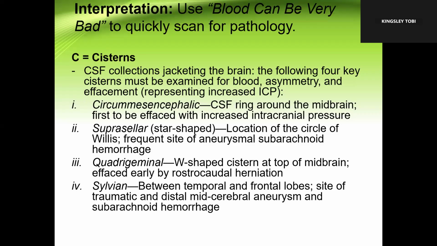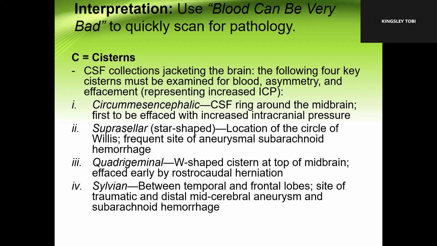The circummesencephalic cistern, you're going to look at the CSF ring around the midbrain. It's usually the first to be effaced when we have signs of intracranial hypertension. Look at the suprasellar cistern, the star shape, which is located at the circle of Willis. This is actually where you have your subarachnoid bleed, and that's when you have the starfish appearance of subarachnoid hemorrhage on brain CT.